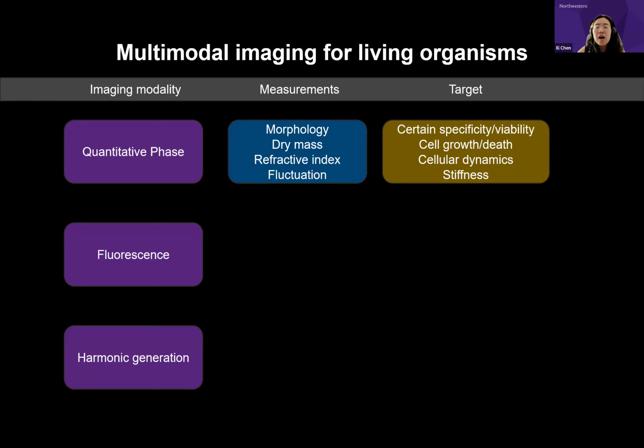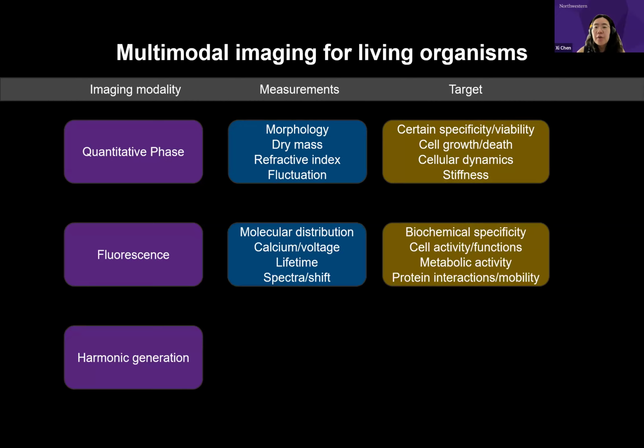And we, of course, love fluorescence, which is widely adopted in almost all biological labs. Using fluorescence, first of all, most importantly, we can look at the molecular distribution. It gives us the biochemical specificity. And we can also use fluorescence indicators to look at calcium or voltage signals, to look at neuronal activity or cell functions.